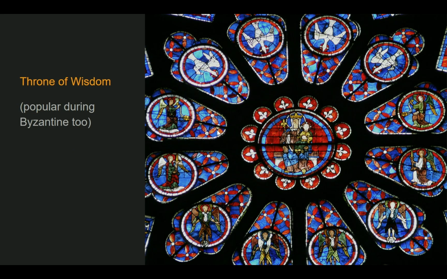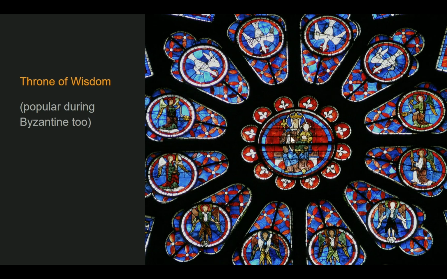So here is what's referred to as the throne of wisdom. And the throne of wisdom was actually a motif utilized during the Byzantine period as well. But so it's multifaceted. It's a deep meaning where Mary is seated on a throne, but she serves as the throne for Christ. So consider how Jesus Christ is sitting in her lap, and so she is the throne for Christ.